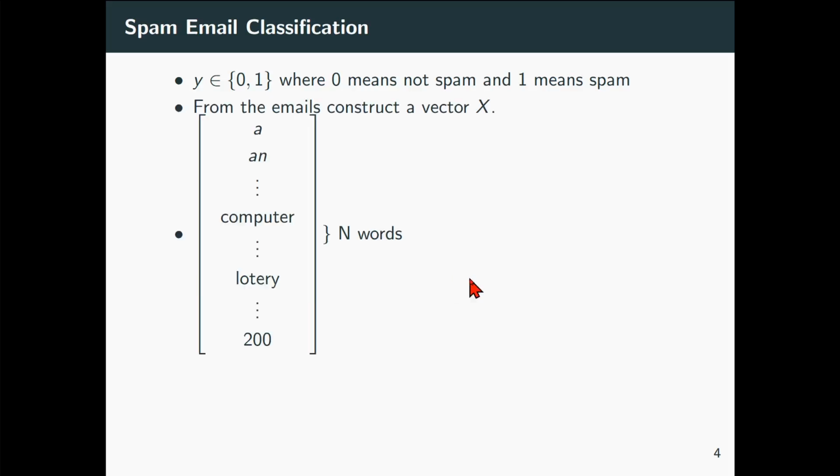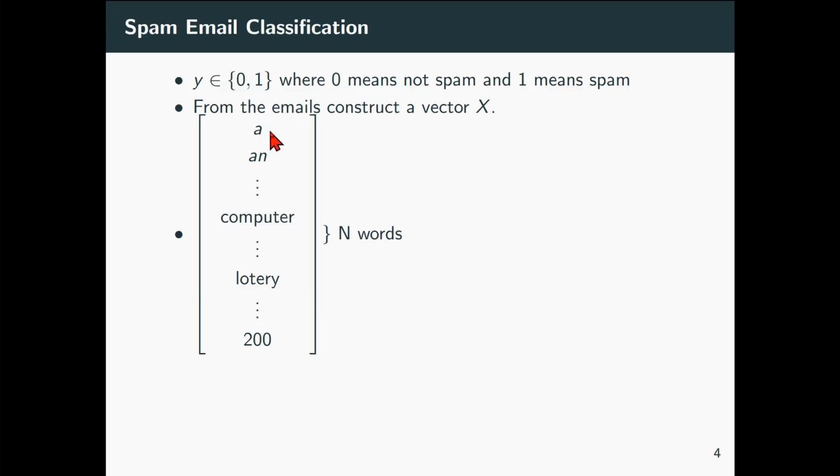And let's consider that we first create a dictionary of words. These are, let's say, some n, a very large number of words, and then you look at each email and see which of these words occur in that email. So the important step is first construct a dictionary, second look at the specific email and then put zeros wherever that word does not occur.